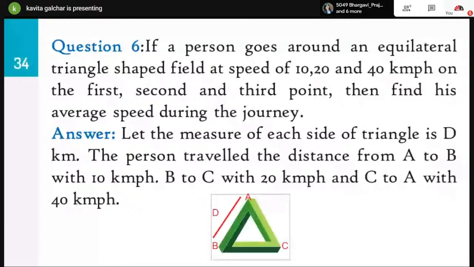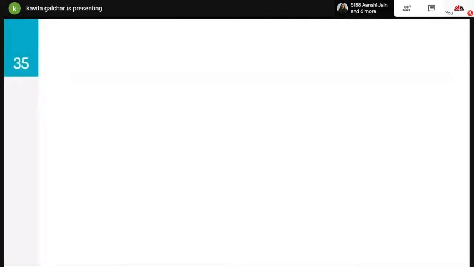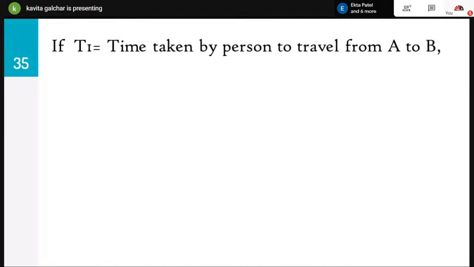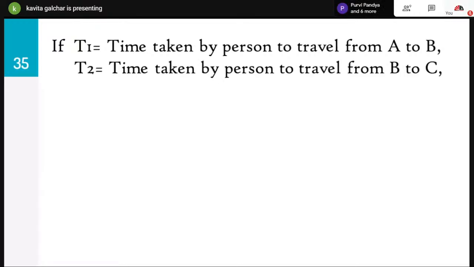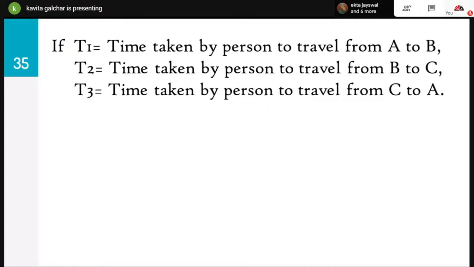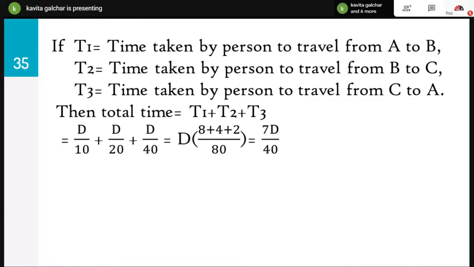The person travels the distance from A to B with 10 kilometer per hour, from B to C with 20 kilometer per hour, and from C to A with 40 kilometer per hour. T1 is the time taken by the person to travel from A to B. T2 is the time taken to travel from B to C. T3 is the time taken to travel from C to A. So the total time is T1 plus T2 plus T3.